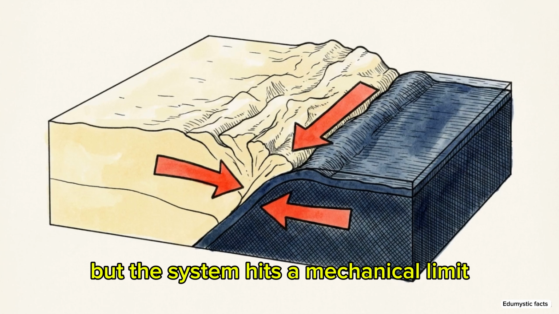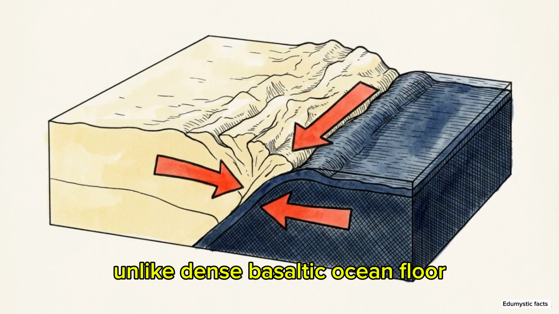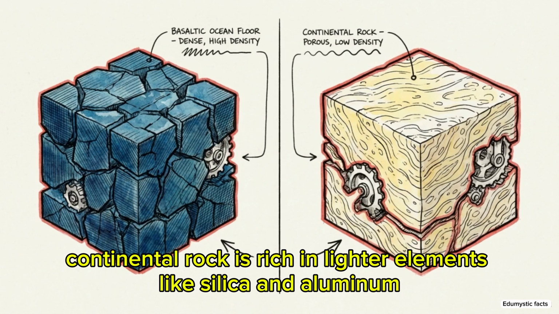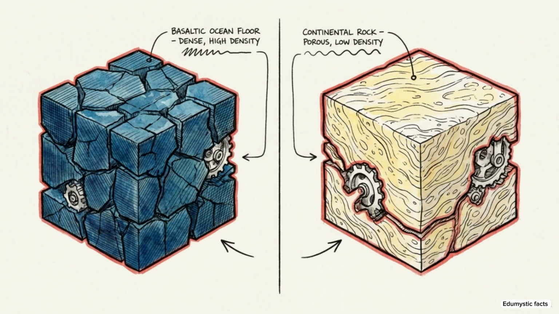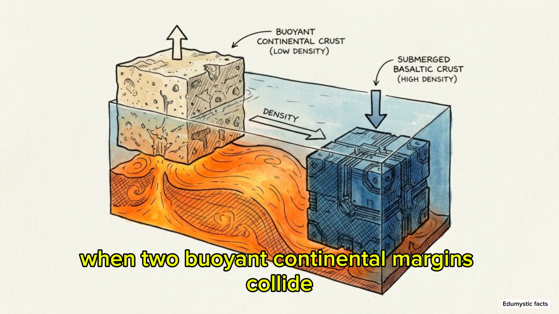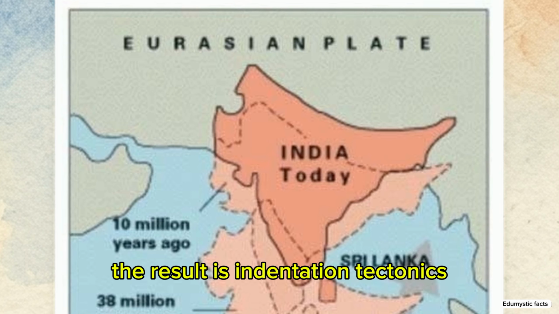But the system hits a mechanical limit when continental crust arrives at the trench. Unlike dense basaltic ocean floor, continental rock is rich in lighter elements like silica and aluminum. It is highly buoyant, making it physically impossible to subduct deep into the mantle. When two buoyant continental margins collide, the result is indentation tectonics.